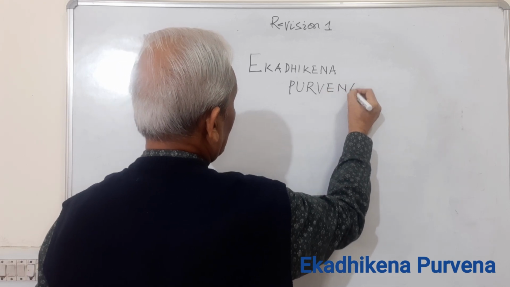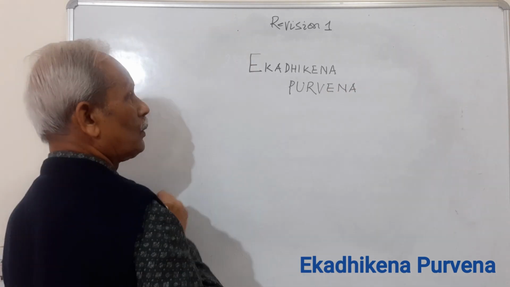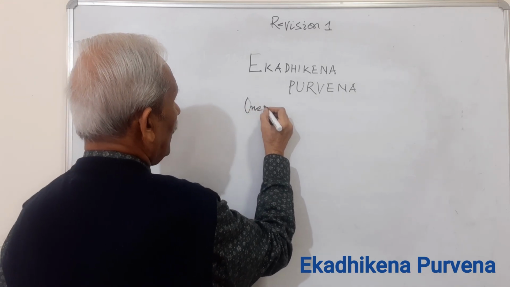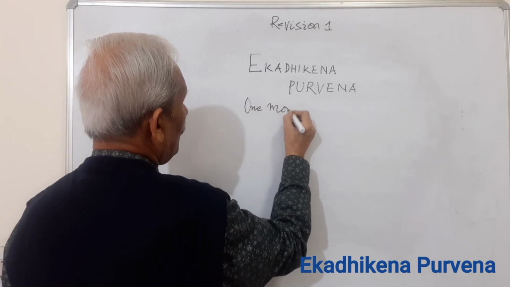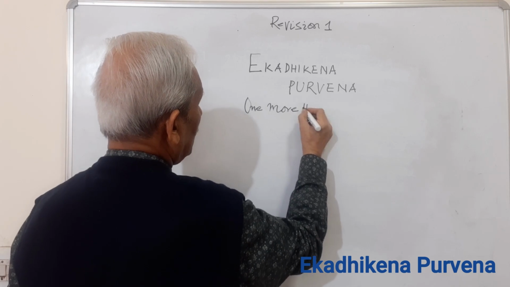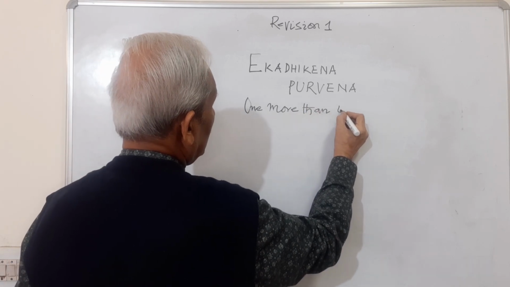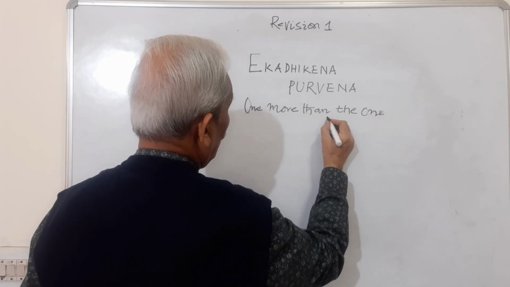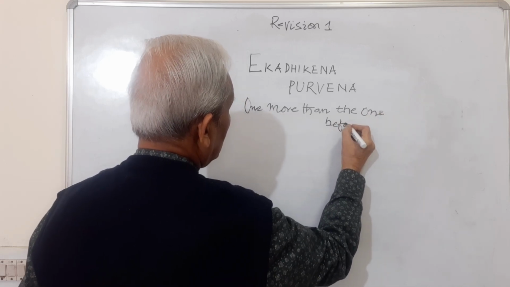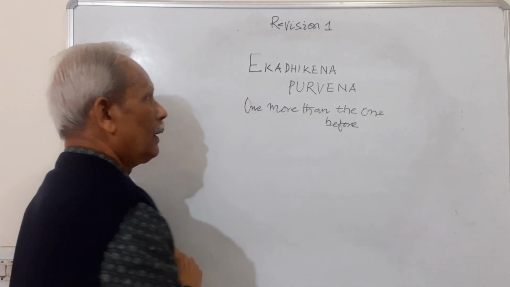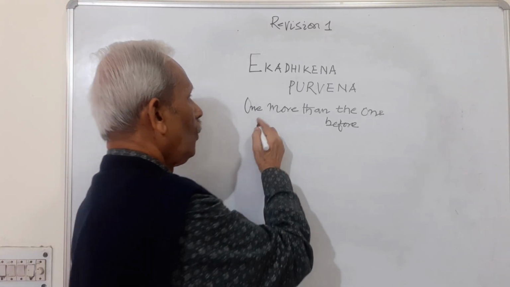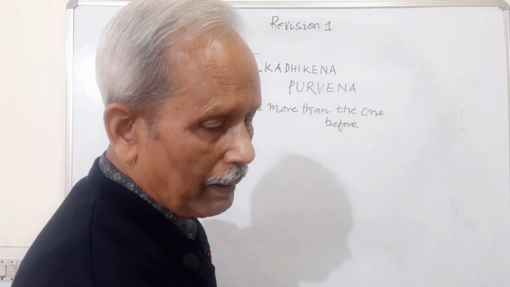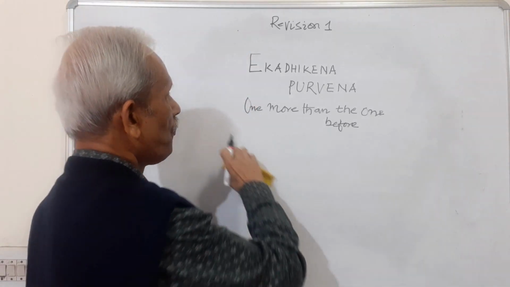This is one important sutra, and this sutra in English is called "one more than the one before." Well, the sutra is Ekadhikena Purvena, one more than the one before. Now let me explain how it works.